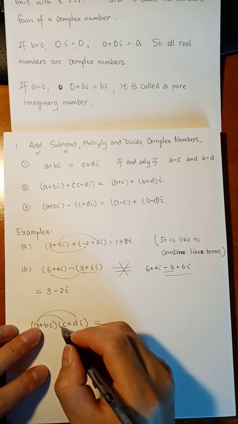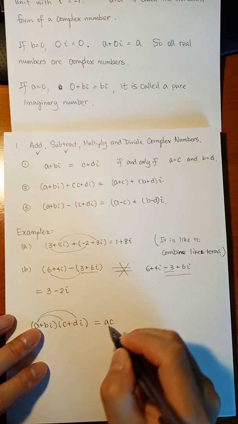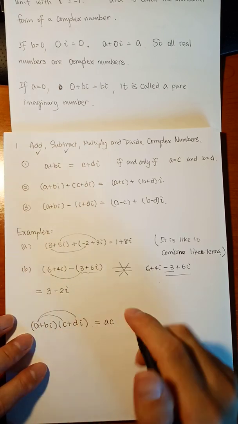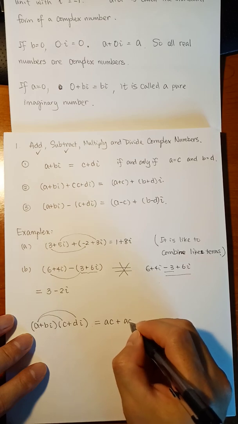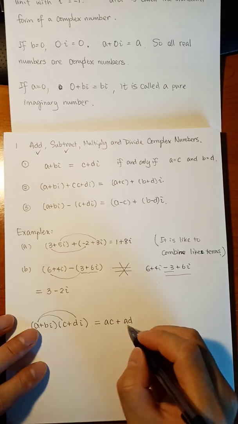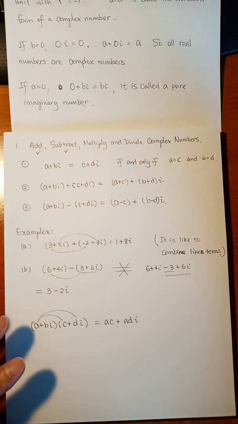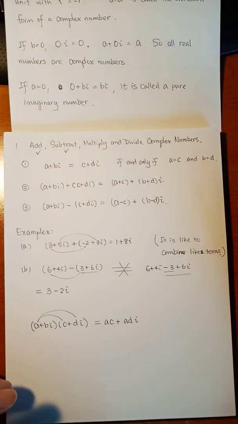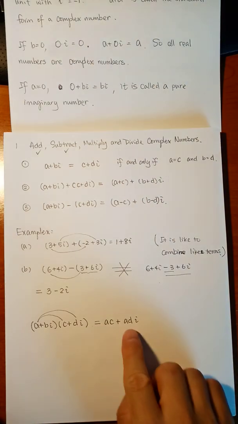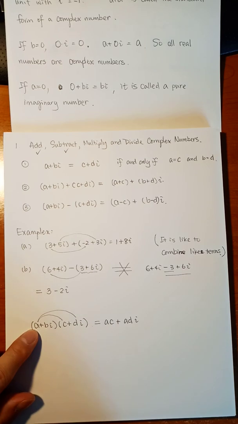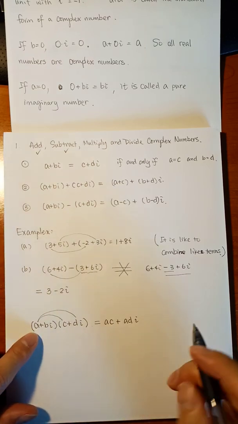A times C is between real numbers, it's AC. A times Di, A can only be multiplied with D, so it's A times D. This is the new imaginary part. i is a unit, like 2 apples. When you multiply 2 apples by 3, it's 2 times 3, not apple times 3, right? So 2 times 3 is 6. Here is the same thing. You only multiply A with D, the numbers, not the unit.